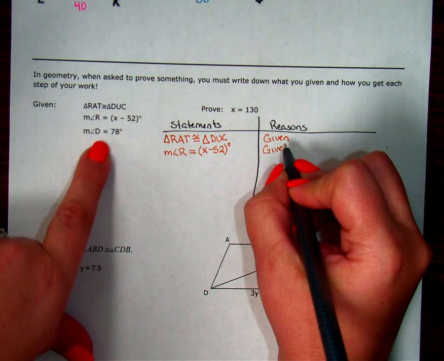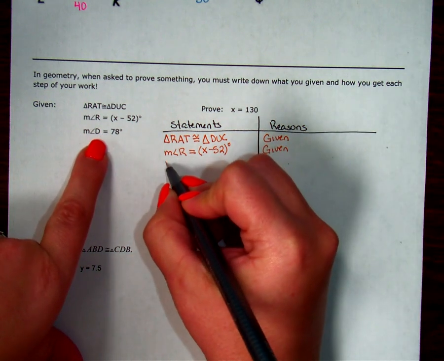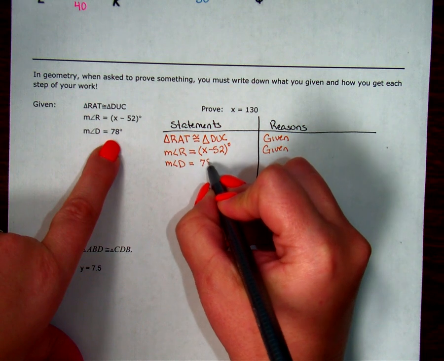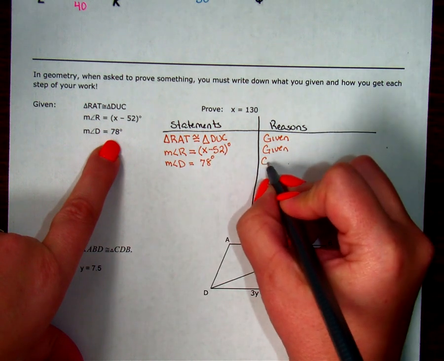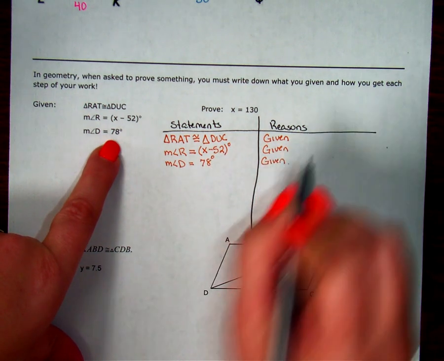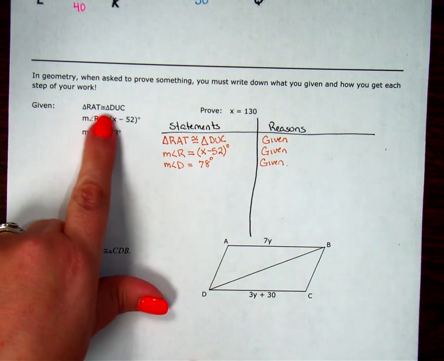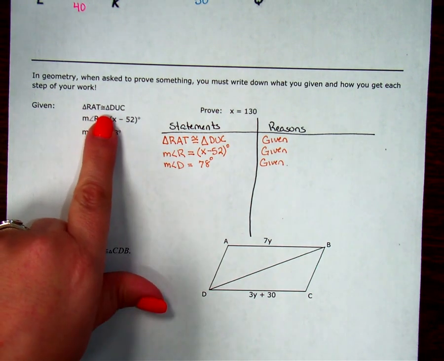And then my last given here, the measure of angle D is equal to 78 degrees. That was also given to me. Okay, so then what I do is I can draw a picture if I want to, but congruent statements are super helpful. Sometimes they're so helpful you don't really need to draw your picture. Sometimes we can just look at the congruent statement.